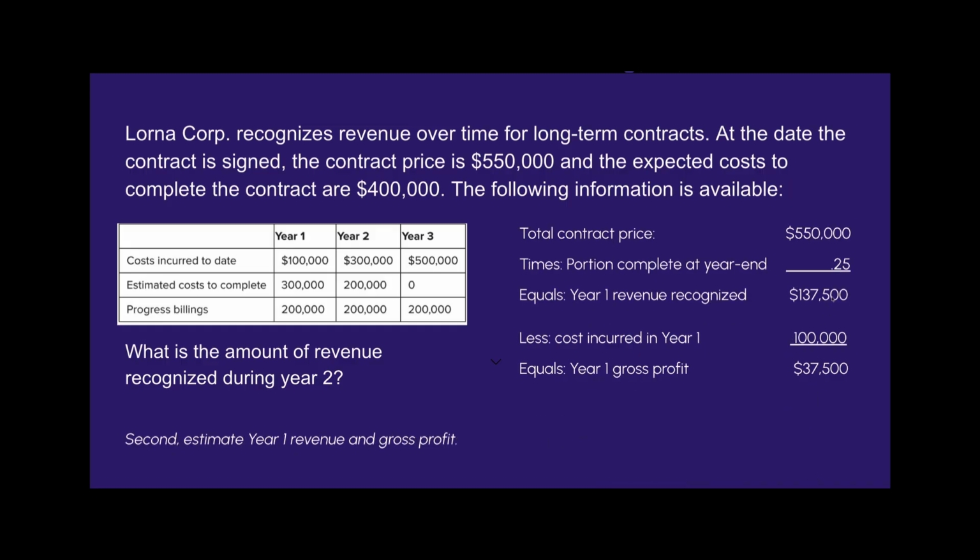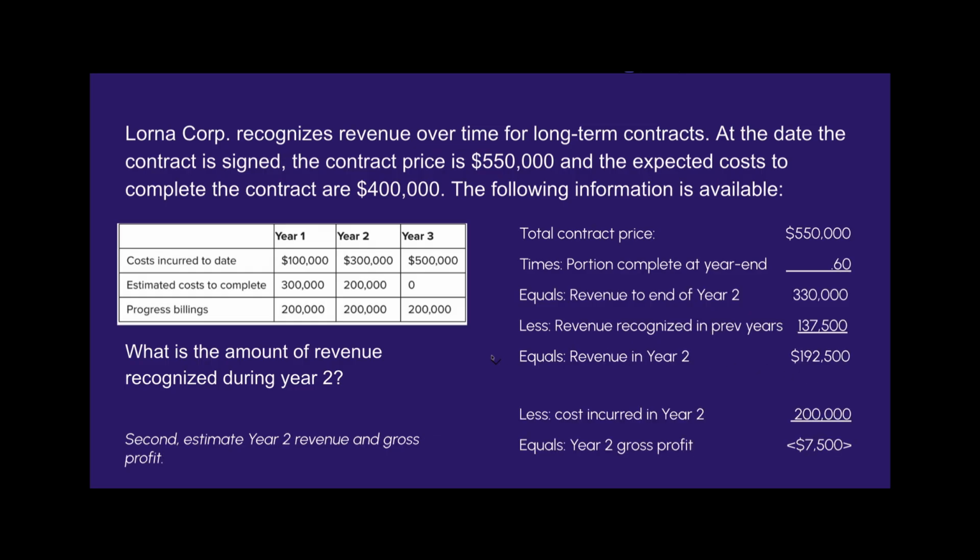We multiply that 25% times the contract price, and we're going to recognize as revenue in year one $137,500. We incurred $100,000 of cost, so our year one gross profit is $37,500. Then we move to year two.